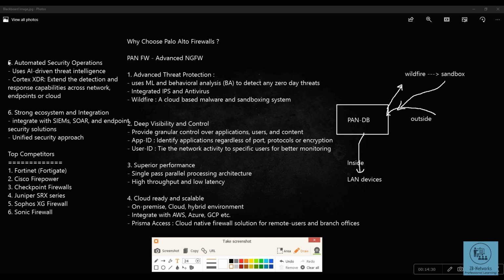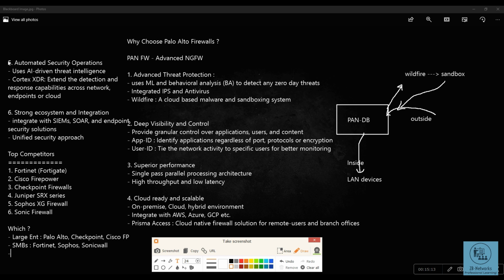So which firewall should you choose, which one will be the best one to choose? If you are a large enterprise customer, then you can choose Palo Alto firewalls, or you can choose Checkpoint firewalls, or you can choose Cisco Firepower, right? If you have SMBs, the best ones would be Fortinet, Sophos, SonicWall.